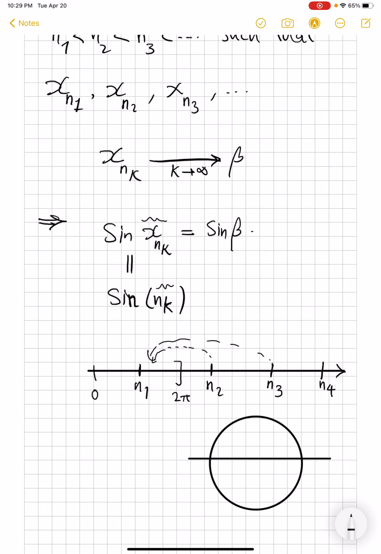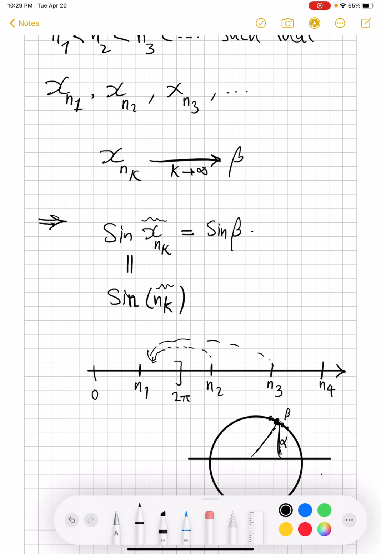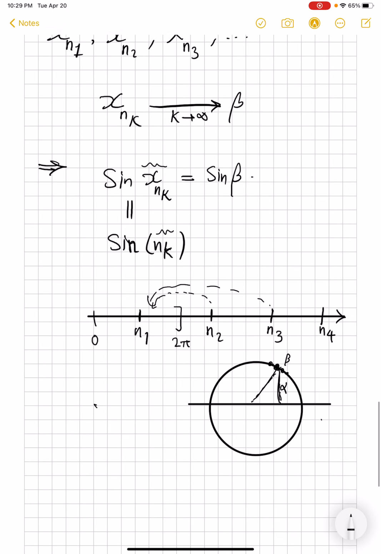This is much better represented on the circle. So if you represent these n1, n2, n3, n4 on the circle, now they do converge somewhere. And here it converges to this beta, so their sine converges to sine of beta, which is equal to alpha. And that ends the proof of this particular corollary.